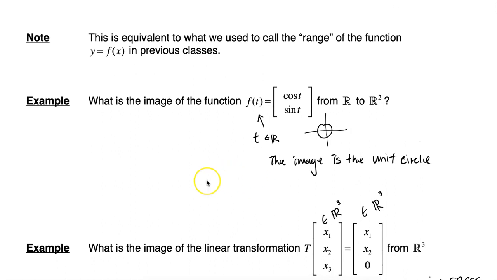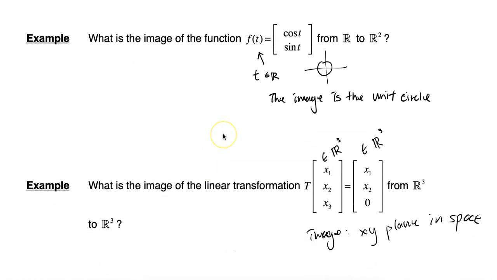As I said, this is equivalent to what we noted as the range when we were studying functions in previous classes. Here's an example. Let's say we have a function f of t, where t is a real number, such that f of t equals the vector cosine t, sine t. So it's a function that goes from R to R squared. Well, the image is, if you think of it in terms of vectors, all the vectors whose endpoint is on the unit circle, and so we would blend these two notions and say just that the image is the unit circle.